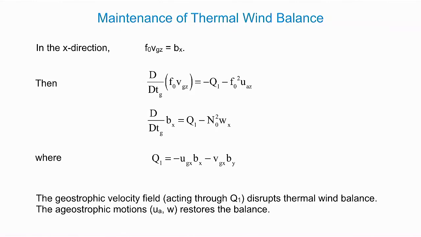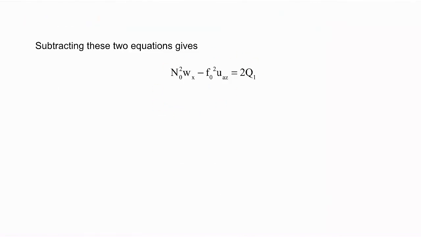So what we do now is we subtract one from the other, and then we have an equation. So that minus that must be 0. d by dt of the thermal wind is 0. If I take that minus that, these add together to give us a 2 times Q1. And that's what we get there. And I'm going to call this equation 1.